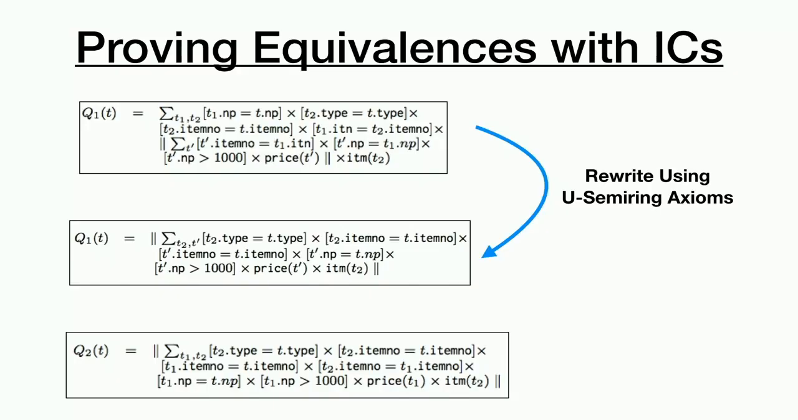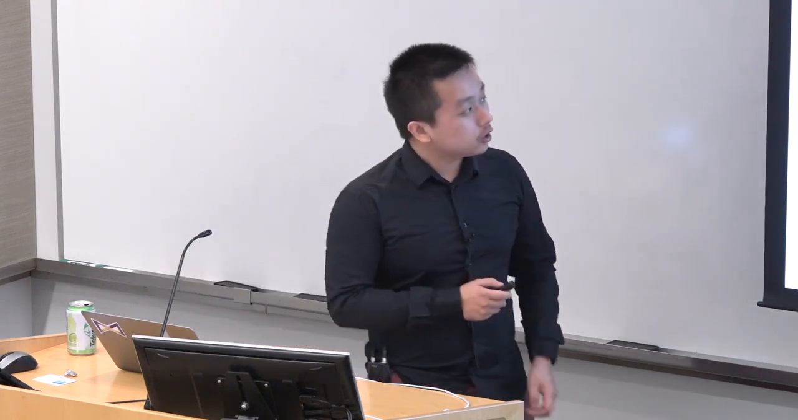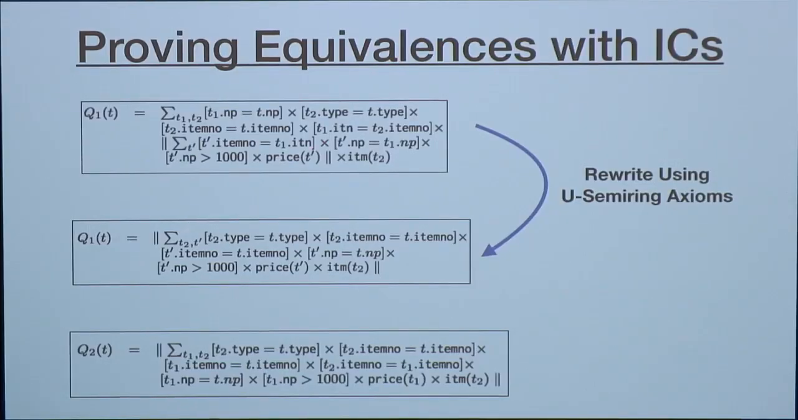I will ignore the actual proof, but basically, if you apply the U-semiring axioms and use our semi-decision algorithm, we can normalize Q1 into this form. You apply the key constraint to expand the squash operator and do a bunch of associativity and commutativity rewrites, and then after this transformation, Q1 becomes exactly the same as Q2. The name of the variable here doesn't matter. It's just a binding, right?